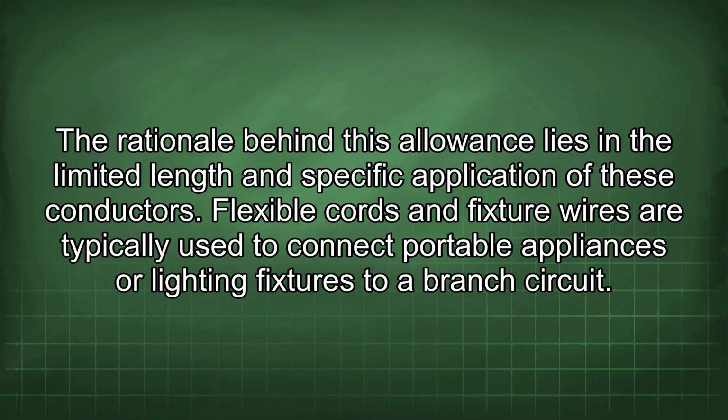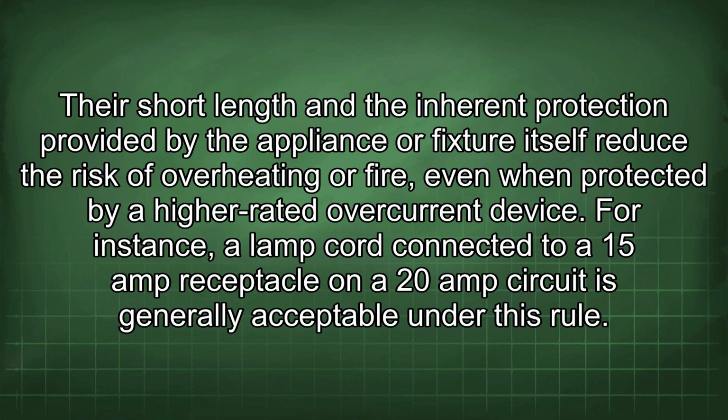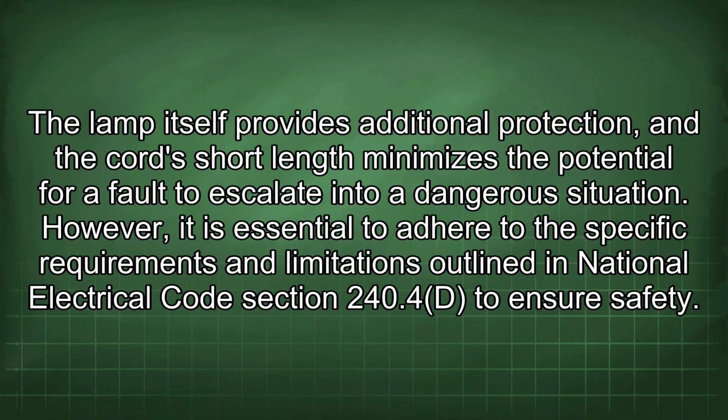Flexible cords and fixture wires are typically used to connect portable appliances or lighting fixtures to a branch circuit. Their short length and the inherent protection provided by the appliance or fixture itself reduce the risk of overheating or fire, even when protected by a high-rated overcurrent device. For instance, a lamp cord connected to a 15 amp receptacle on a 20 amp circuit is generally acceptable under this rule. The lamp itself provides additional protection, and the cord's short length minimizes the potential for a fault to escalate into a dangerous situation.